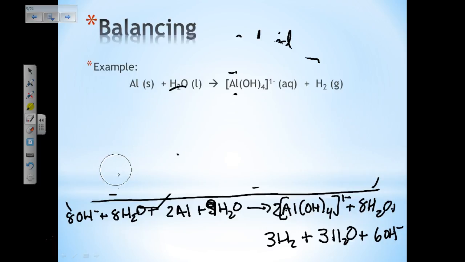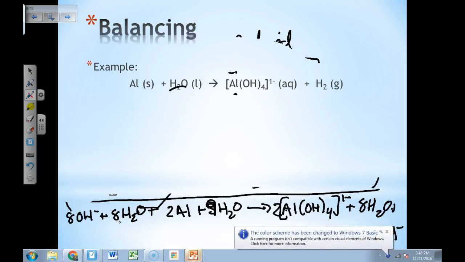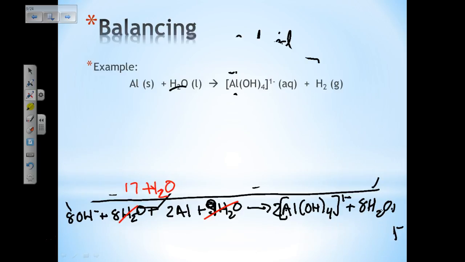Okay, so now the last thing we have to do is combine and cancel things. Let's start with our waters. This is 8 and 9, this is 17 waters. So right now we have 17 H2Os on this side. Here we have 8 H2Os. 8 are going to cancel out. This is going to give us 9 H2Os.